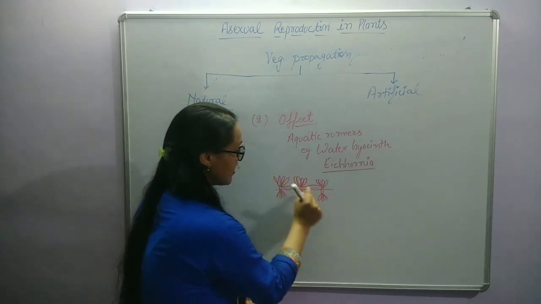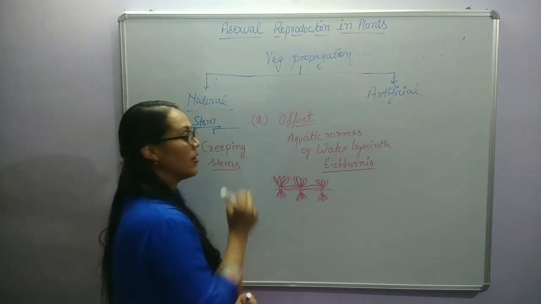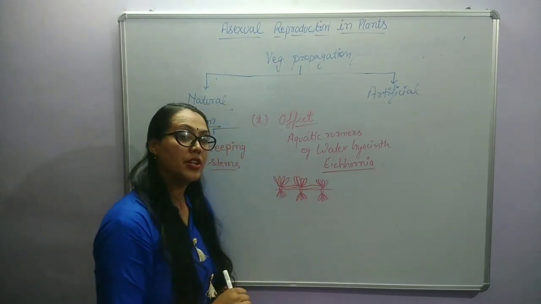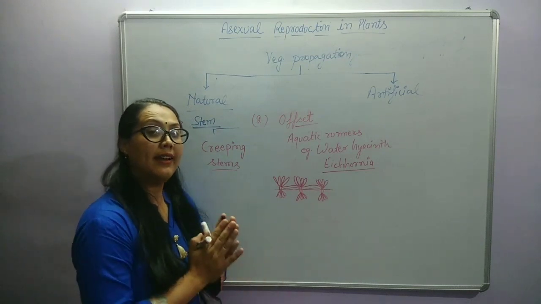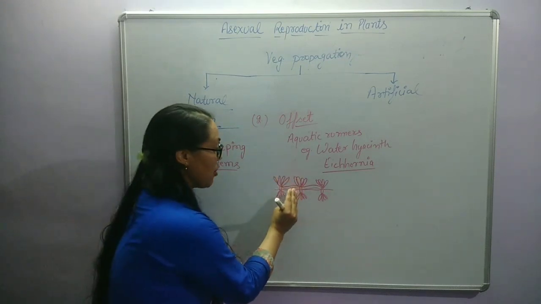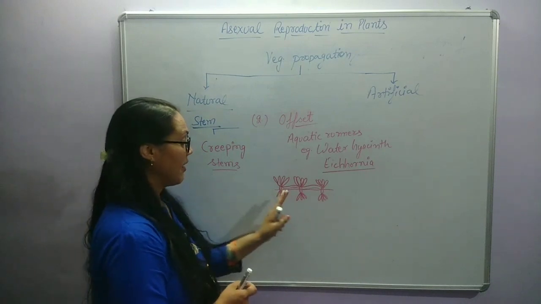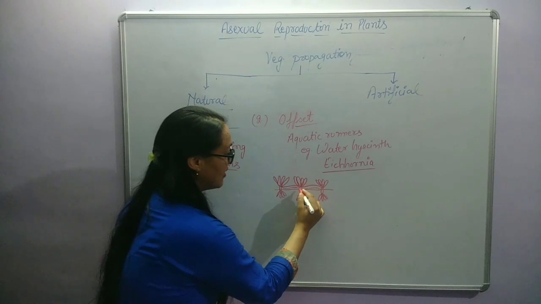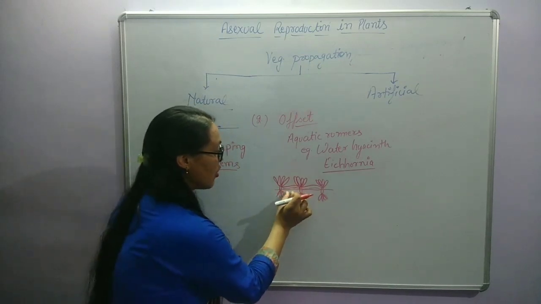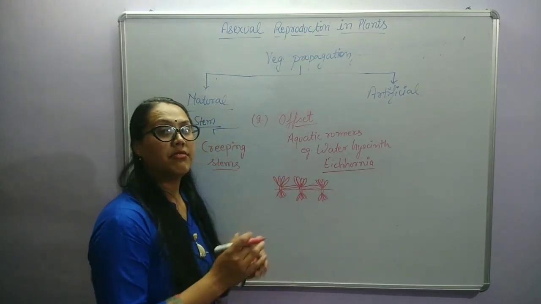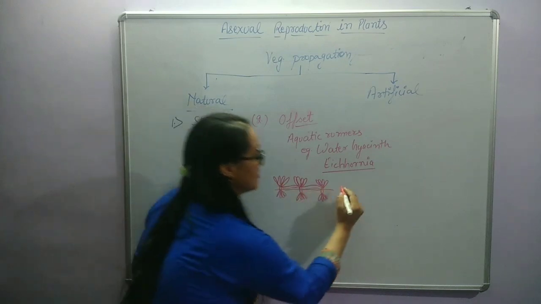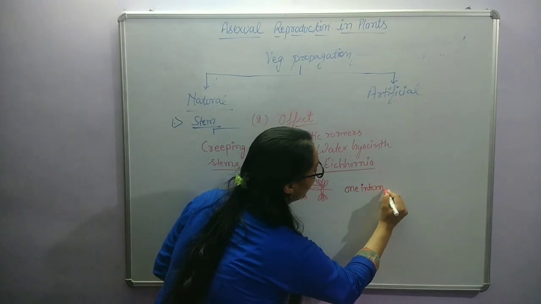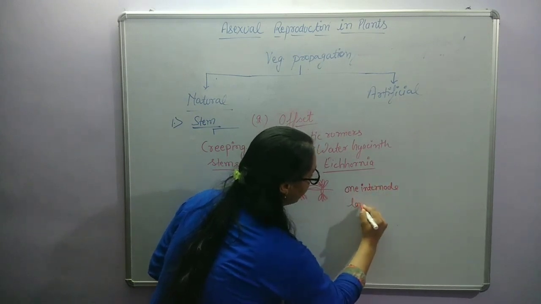And what is the difference between runner and offset? In runners, we have seen that in the horizontal branch there were multiple nodes and internodes. But in the case of offsets, there is one node here and another node there. These offsets are only one internode long runners.